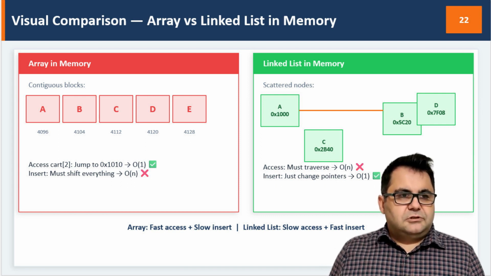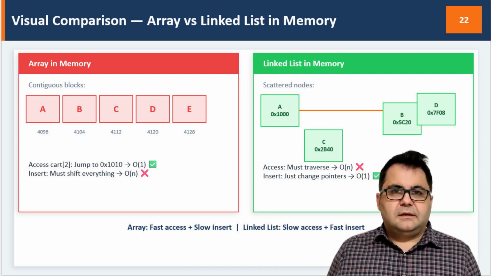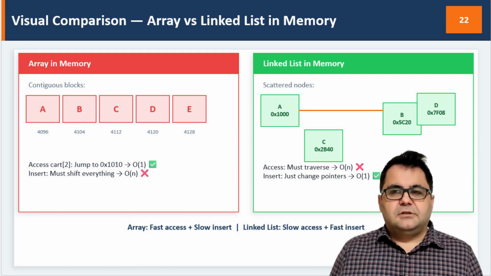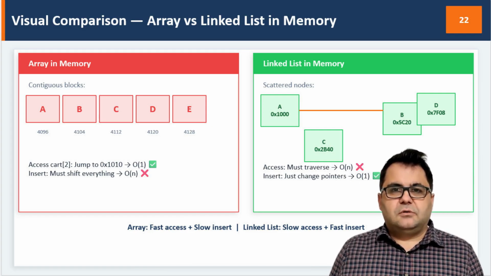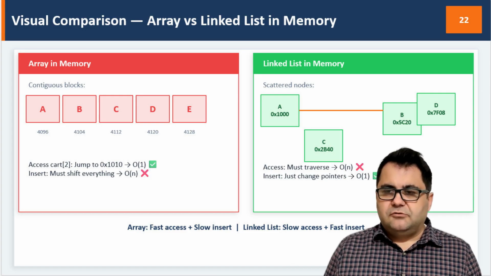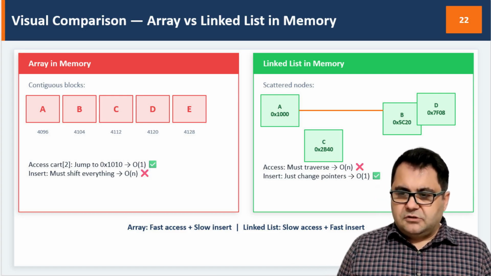Linked list, scattered nodes, anywhere in memory. A at 1000, B at some random address 5C20, C at another address 2B40. Connected by pointers.